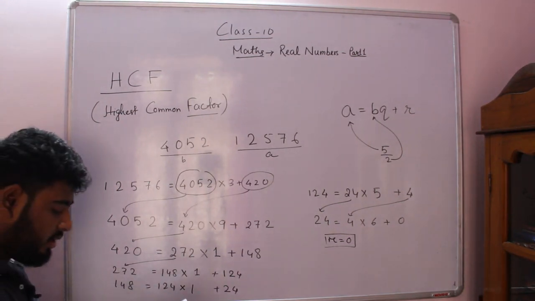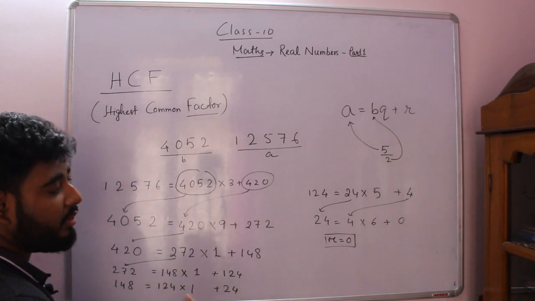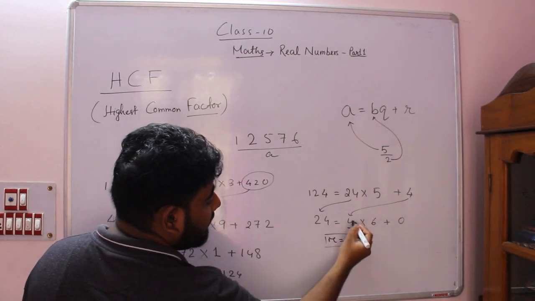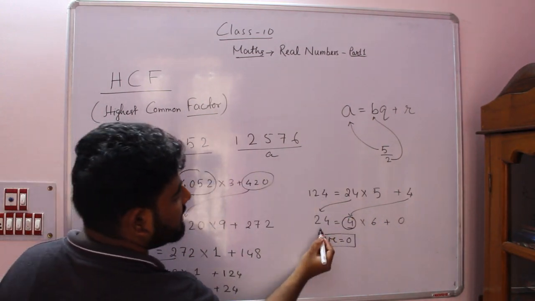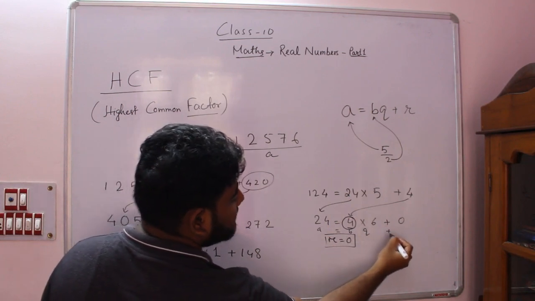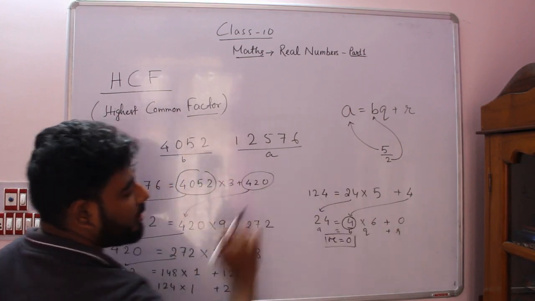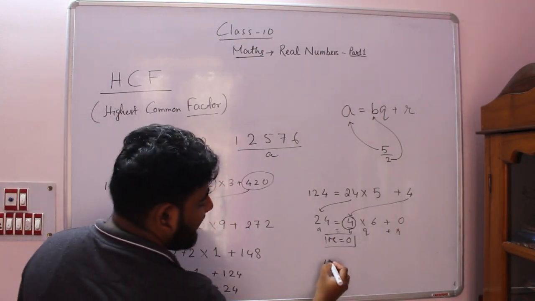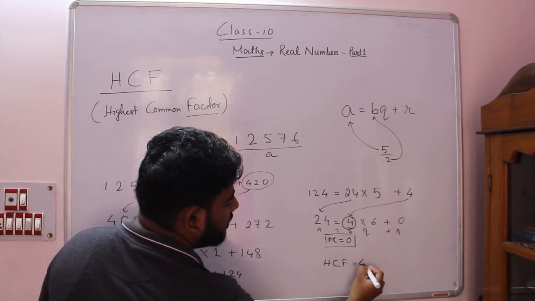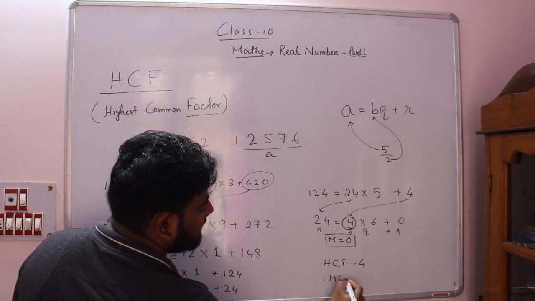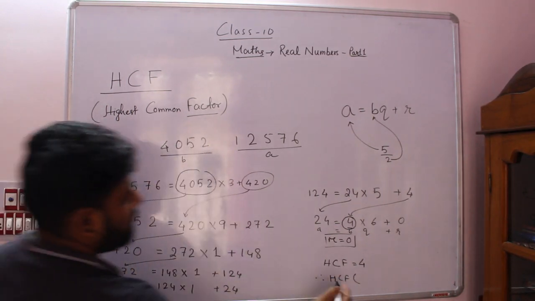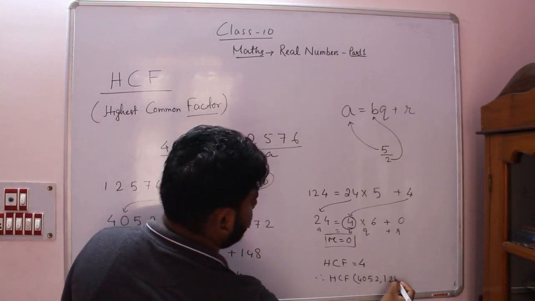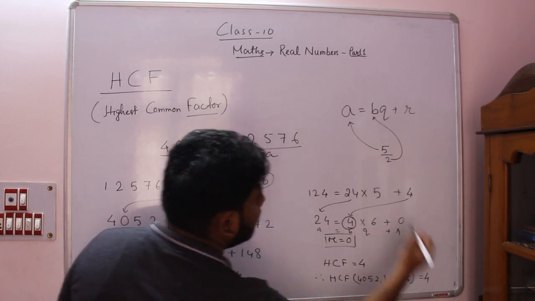Now we have to find what is the HCF. So basically you will remember the B will be the step where the remainder is 0. This is A equals to BQ plus R, where the remainder is 0, B will be your HCF. Do not think that the remainder itself is the HCF. No. So what is the HCF? HCF will be 4. So that means we can say HCF of 4052 and 12576 will be equal to 4.